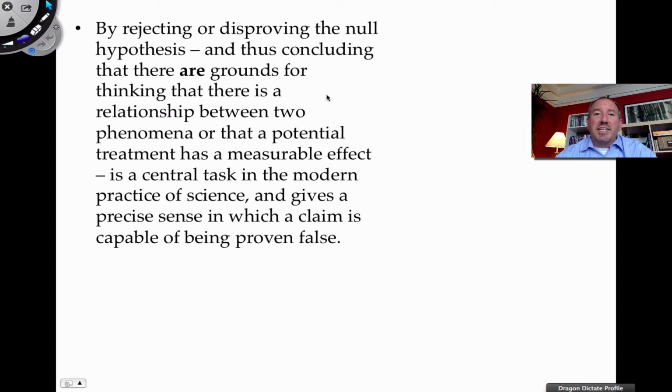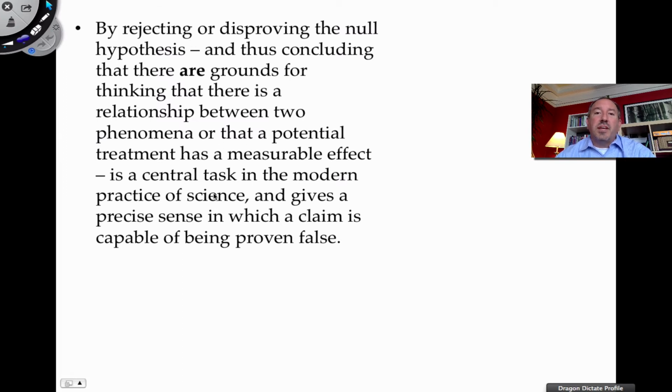So by rejecting or disproving the null hypothesis, what you're concluding is that there are grounds for thinking that there is a relationship between some phenomena, some variable that you're testing, or some potential treatment, or the effect of something. The effect of light, the effect of water, the effect of pH, the effect of whatever you're trying to measure is having an effect on the experiment in question. Okay, so that's when you're rejecting it.